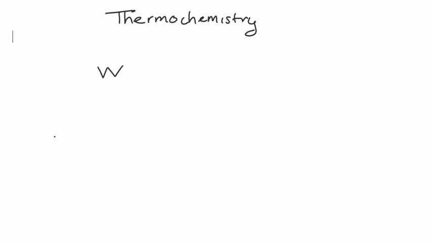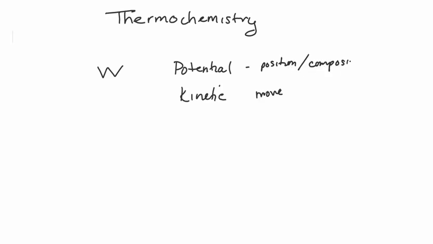Now, you've likely encountered the terms potential and kinetic energy. Remember, we're going to be looking at this through the lens of chemistry. So potential energy is positional or compositional energy, where kinetic energy is movement. Chemicals have compositional chemistry, so they do have some potential energy. When they're warm, and warm is a relative term, the molecules or the atoms are in motion. So they also have kinetic energy.